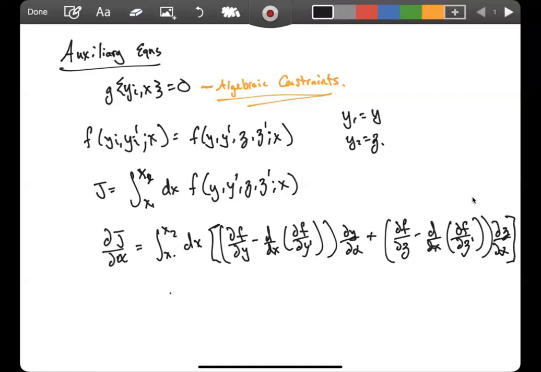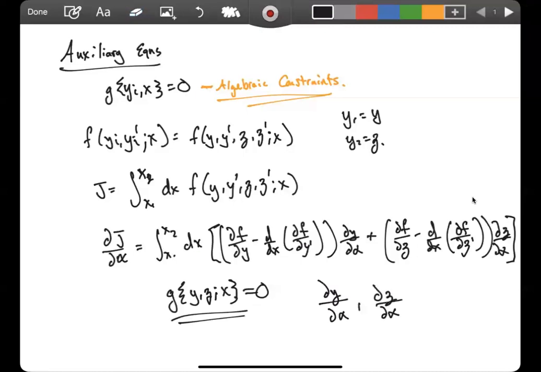So this is where we have to add our constraints. Our constraint equation is that g of y and z, which depend possibly on x, is equal to 0. Now, by using this, what we can see is that, unlike before, our partial derivative of y with respect to alpha and our partial derivative of z with respect to alpha are no longer independent, because they're forced to be coupled with each other by our expression of g, or our constraints. So these are actually dependent functions.